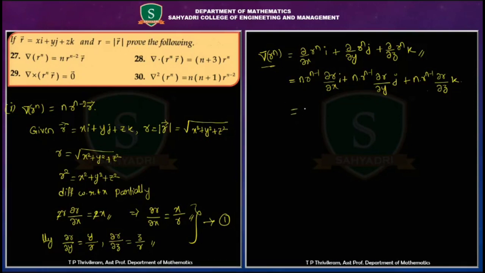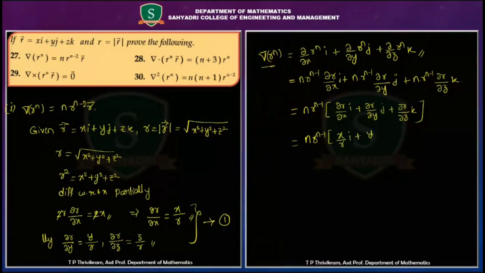What is common here? n into r power n minus 1. I am taking it common: dou r by dou x i plus dou r by dou y j plus dou r by dou z k. From equation 1, dou r by dou x equals x by r, dou r by dou y equals y by r, dou r by dou z equals z by r. Substituting, n into r power n minus 1 into x by r i plus y by r j plus z by r k. So this is equal to n into r power n minus 1 into, how much will we get?